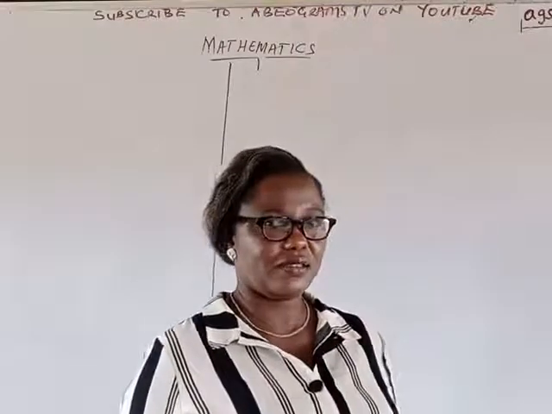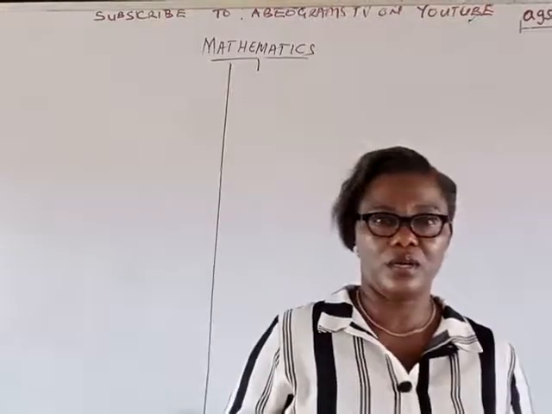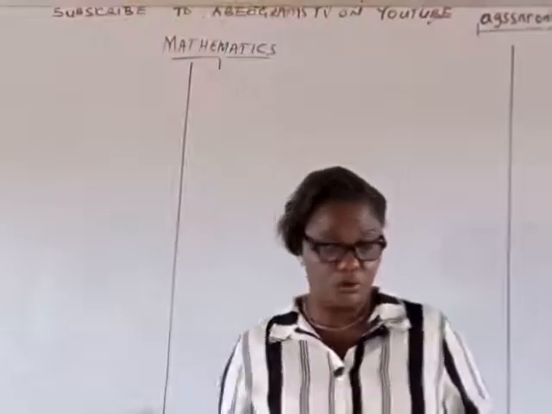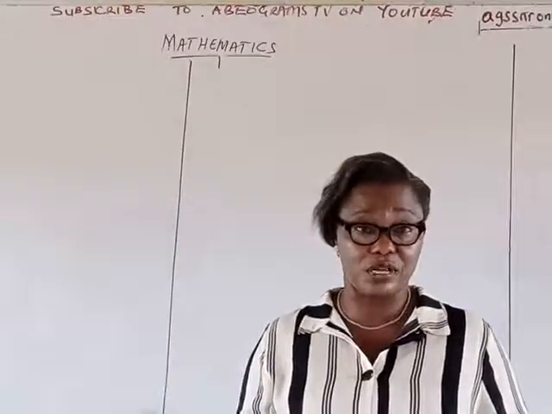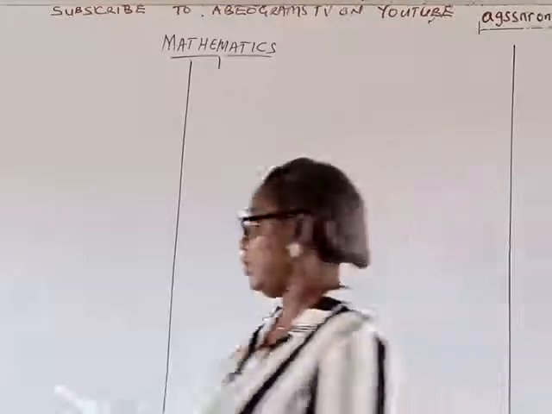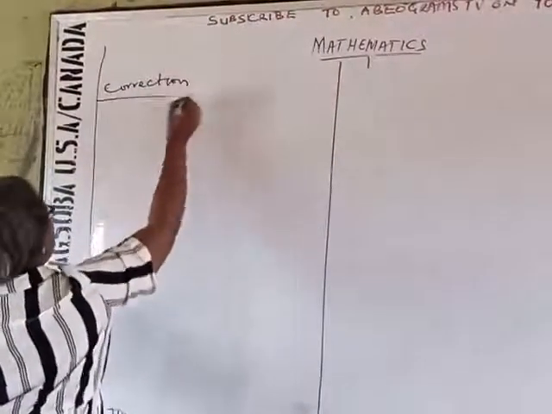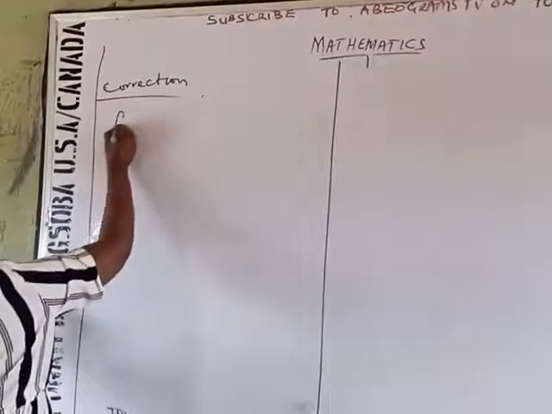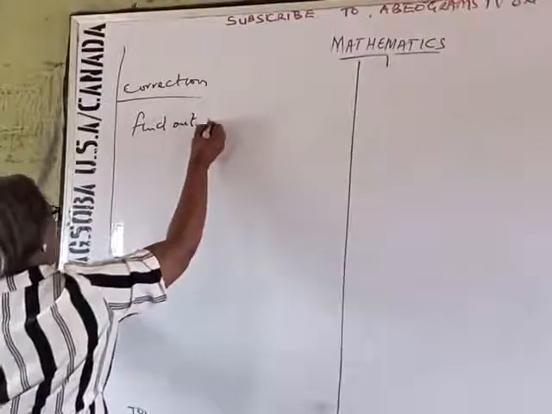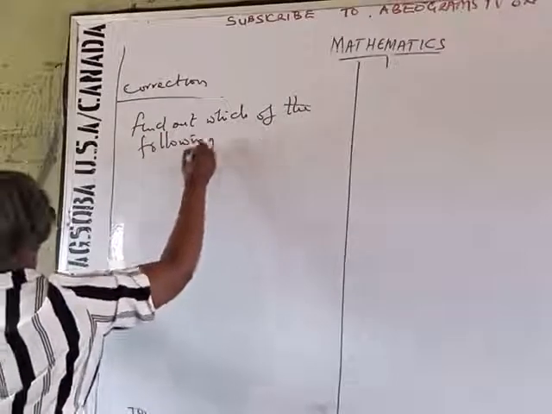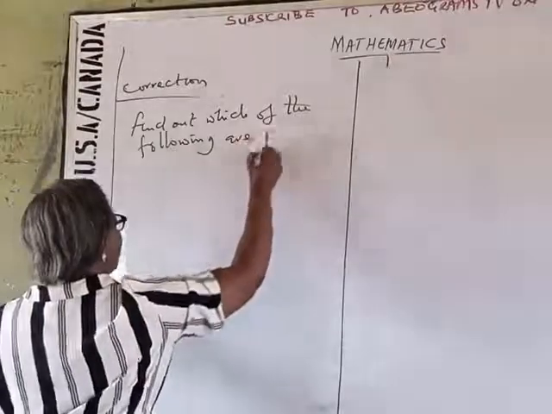From the last class, you dealt with questions that have to do with Pythagorean triple. So before we start today's work, I want us to quickly have the correction to the last assignment given. The first question reads: find out which of the following are Pythagorean triple.